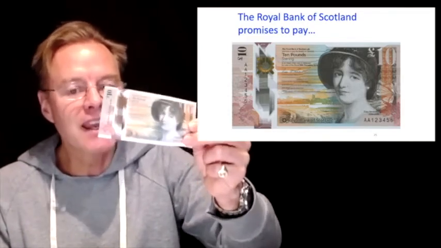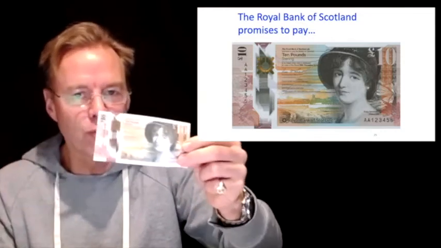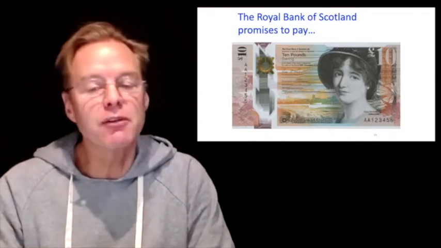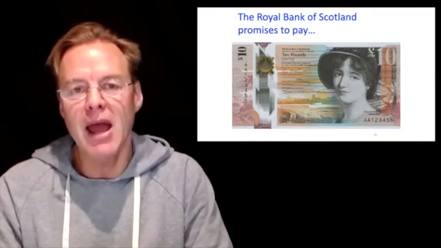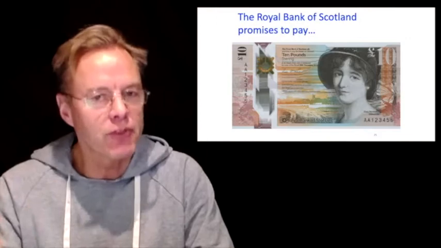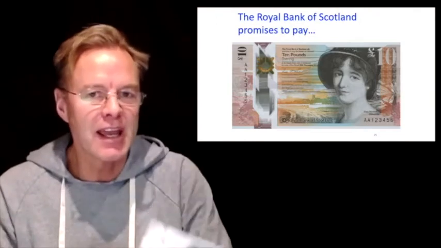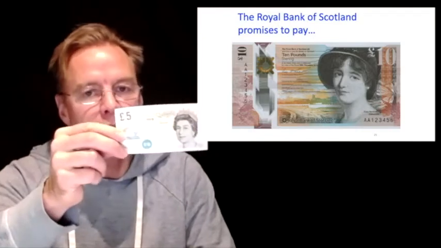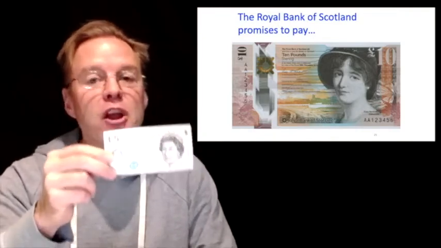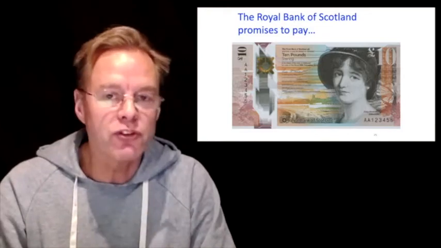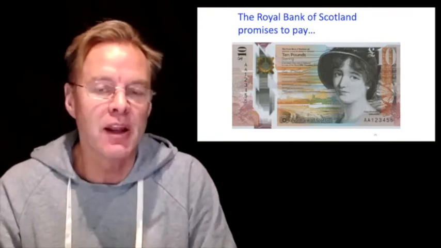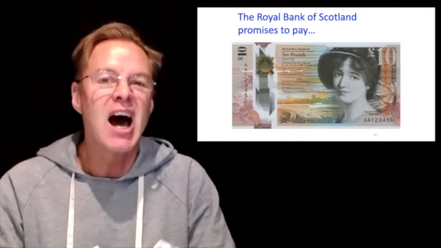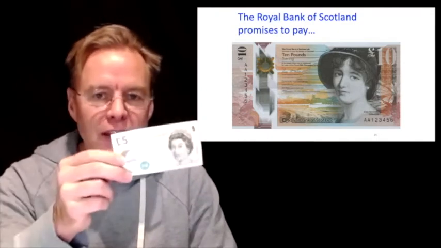Now, once again, in the very small writing, if you can see very carefully on your screen, it says the Royal Bank of Scotland promises to pay the bearer on demand the sum of £10 at their head office here in Edinburgh. Now this is an important distinction. The other note was issued by the Bank of England. The Bank of England is the oldest central bank in the world. It was founded in 1694, but it was nationalised in 1946. So it is effectively a government-owned, government-controlled entity.